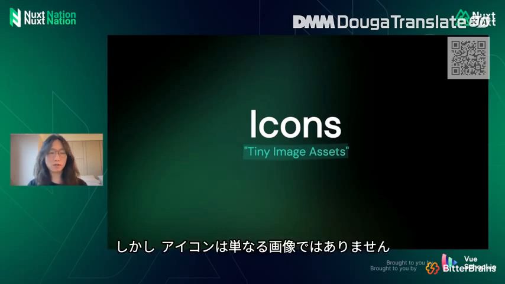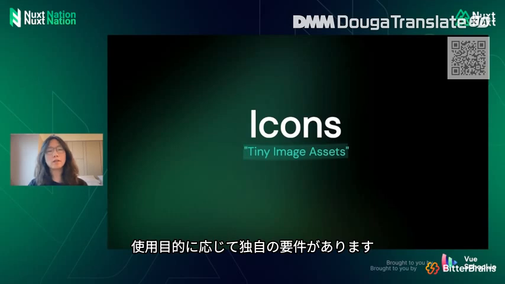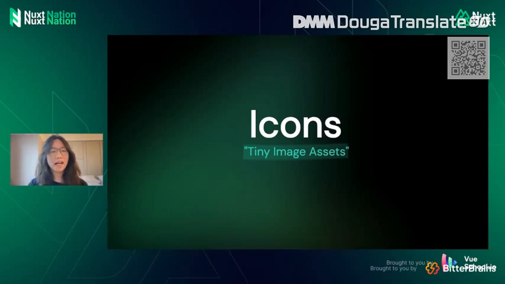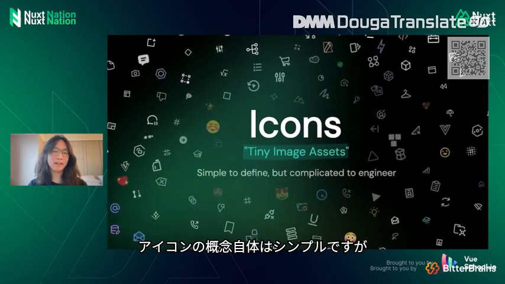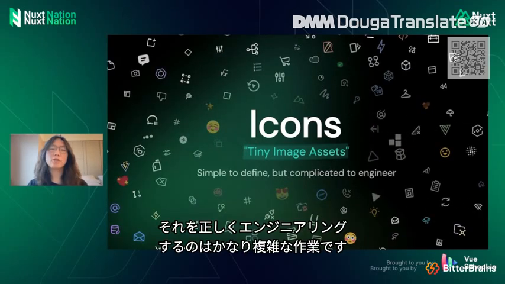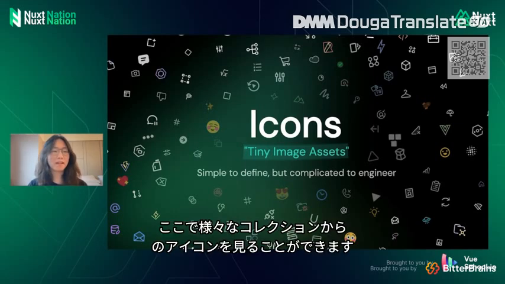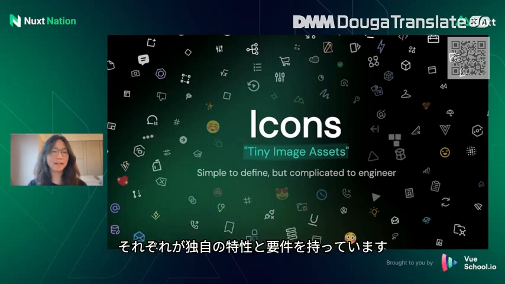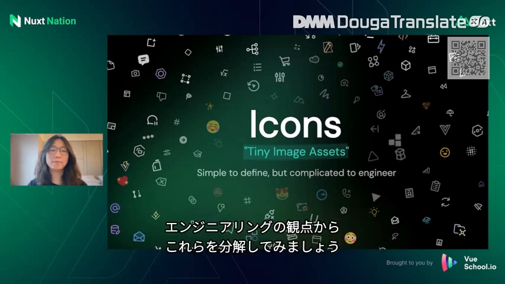However, icons are not just images. They come with their own unique requirements based on their usage. I'd say, while the concept of icons is simple, engineering them correctly is quite a complicated task. Here, you can see many icons from different collections, each with their own properties and requirements. Let's break them down from an engineering perspective.